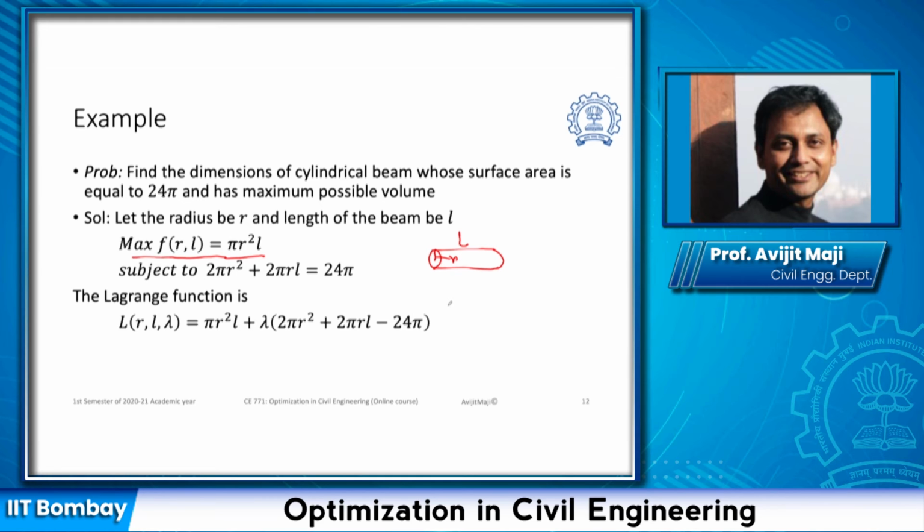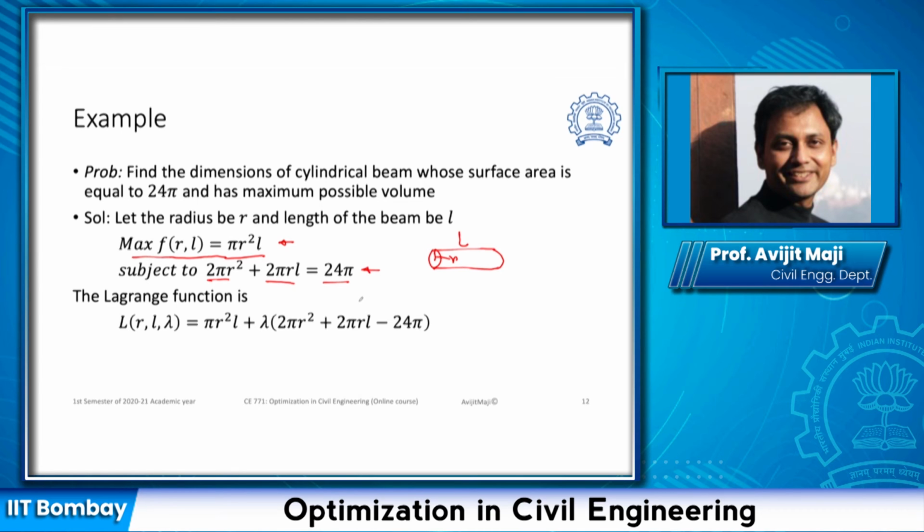Now we also said that the total surface area is going to be equal to 24 pi. So the surface area of the two sides is 2 pi r square, and the surface area of the cylinder's side is going to be 2 pi rl, that is equal to 24 pi. Now we have the objective function and the equality constraint.